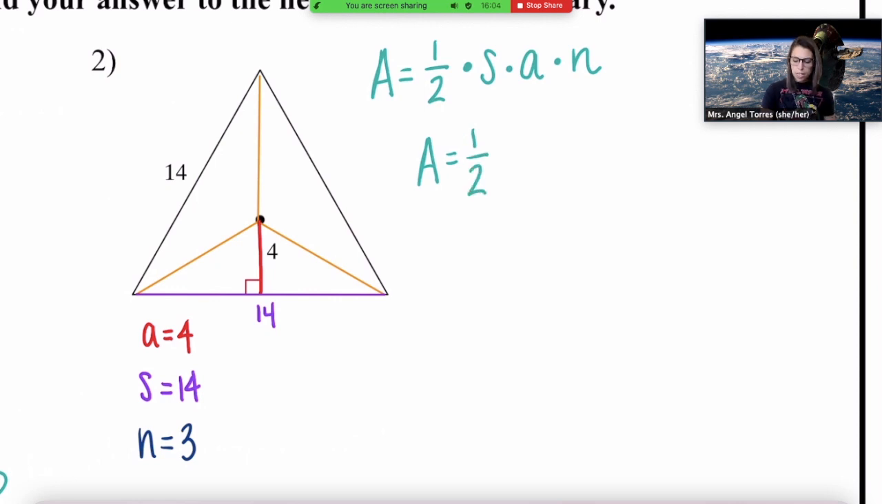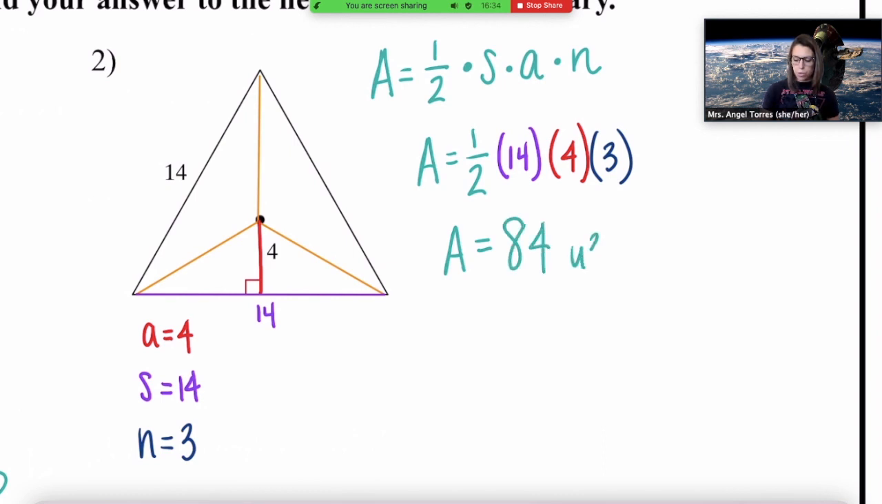So area equals 1/2 times your base, which is your side length, 14, times your apothem, 4, times your number of sides, 3. Pop that thing into a calculator and you have your total area. The area of this polygon is 84 square units.